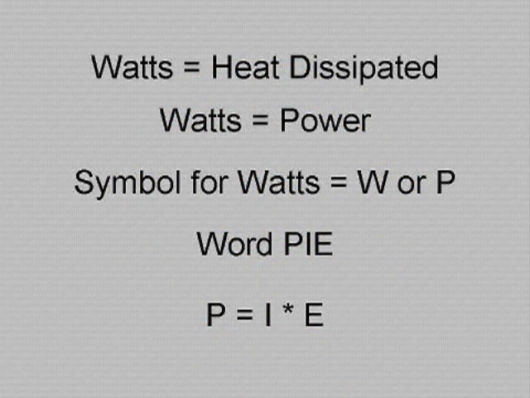The part of the circle we haven't discussed yet is watts. The definition of watts is heat dissipated. Watts equals power, and the symbol for watts can be W or P. To remember how to calculate watts, remember the word pie, P-I-E. P, or watts, equals I times E. Current times voltage equals watts.